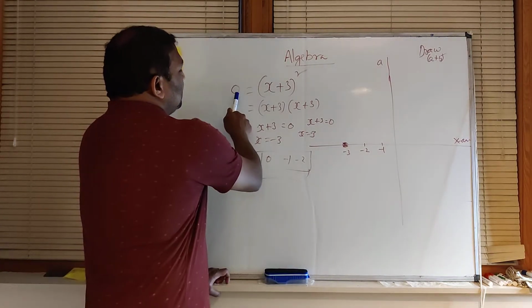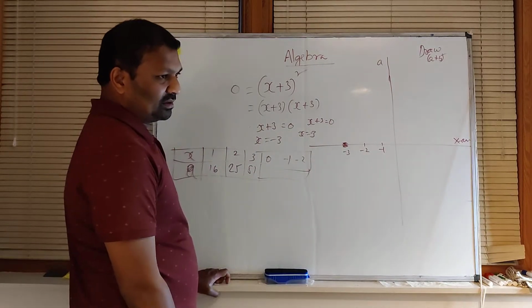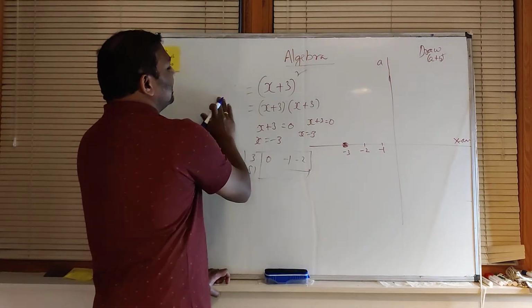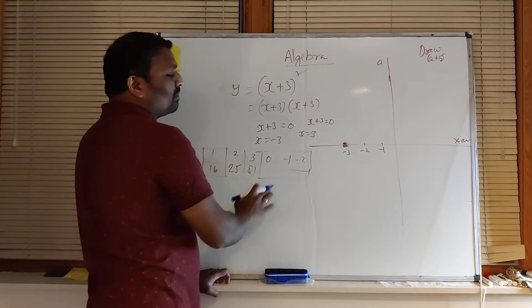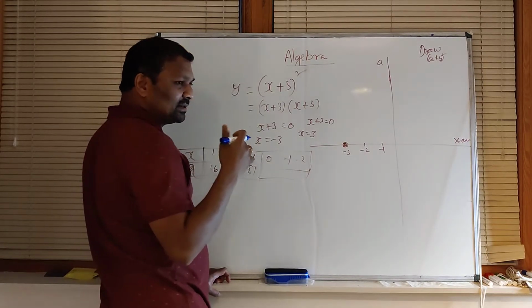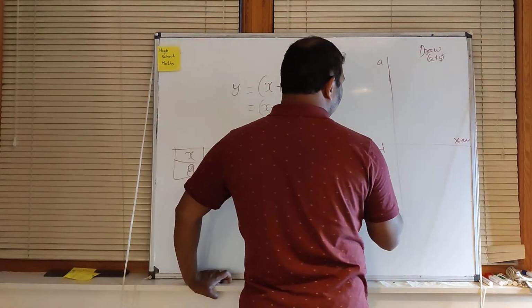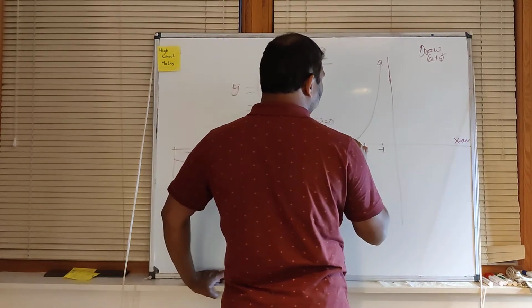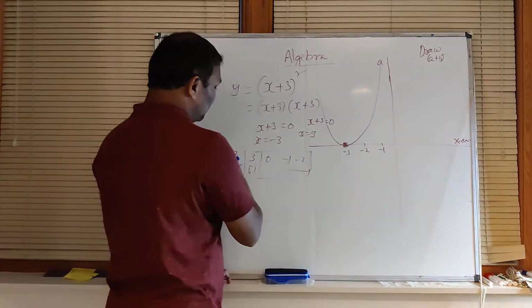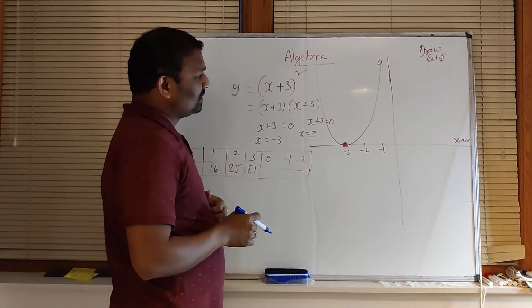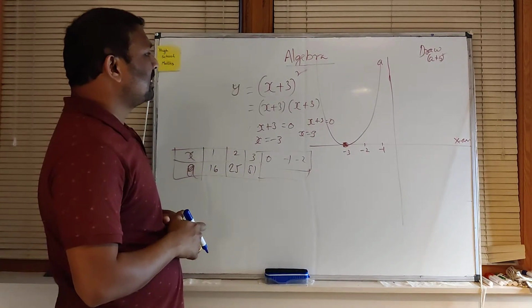When I equate it to 0, I get the roots. If I equate it to y, that gives you a group of points. Combining all those points, you'll get a graph, some curved shape, something like this. We don't know, it depends on these values. Does it go down or up? It will be up.